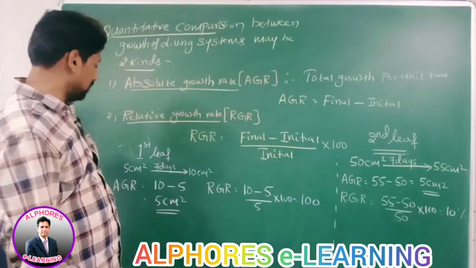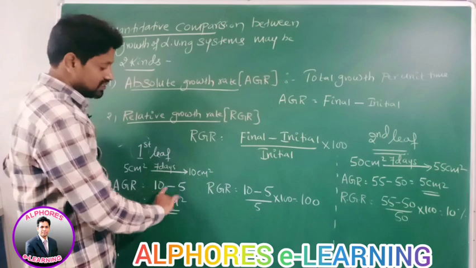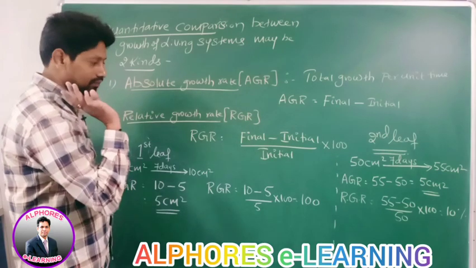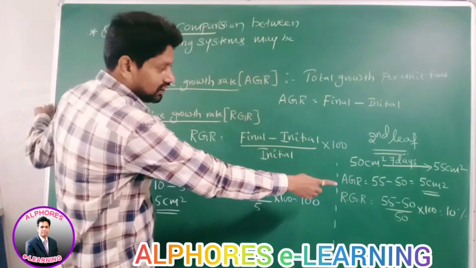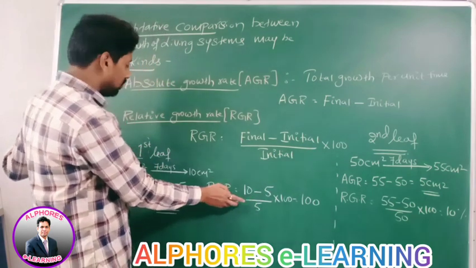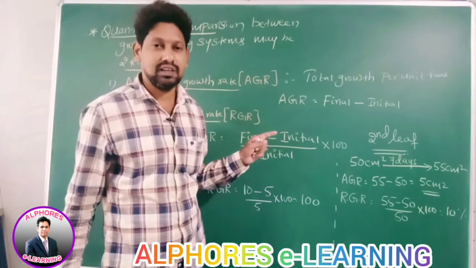Therefore, absolute growth rate is the same in both leaves: 5 centimeter square, 5 centimeter square. Relative growth rate is 100% in one and 10% in the other. Therefore, relative growth rate is more in the first leaf compared to which leaf? The second leaf. Is it okay?